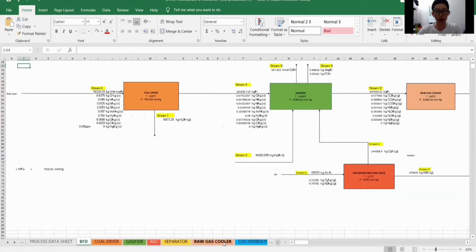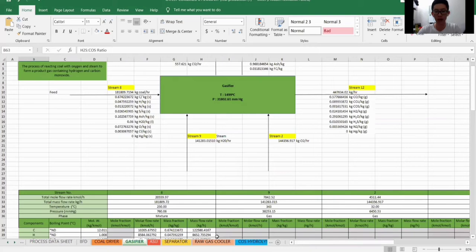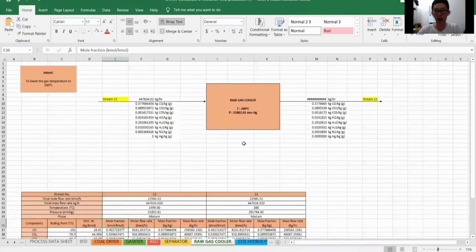And then we move to another part. We go back to the gasifier. After the gasifier, the gas will enter a raw gas cooler because the temperature inside the gasifier is quite high. So we need to reduce it from 1,499 to 260 for the further reaction.